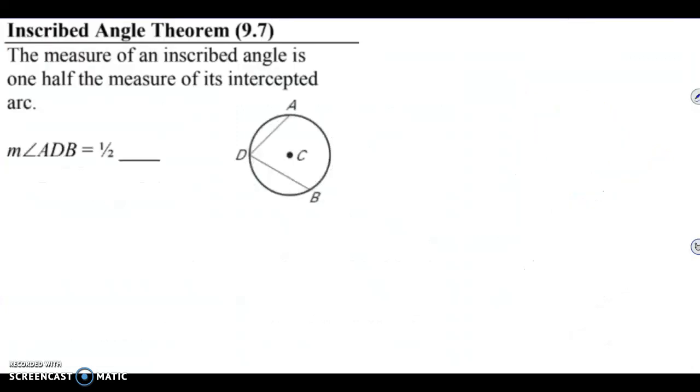So, the first property, this is the big one we're going to use the most. An inscribed angle. Angle ADB is an inscribed angle because that vertex point D is on the circle. The intercepted arc is AB. The measurement of that angle is half of that intercepted arc. Okay, that's our relationship.